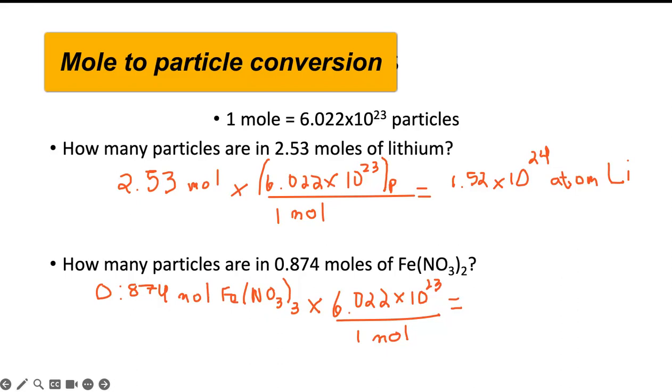When I do this, I have this many particles again. I'm just going to put P in there for particles, and I'm going to get 5.26 times 10 to the 23rd power. Technically these would be formula units, which are FUs, the abbreviation, of FeNO3. So how do I know if I'm doing this right or not?